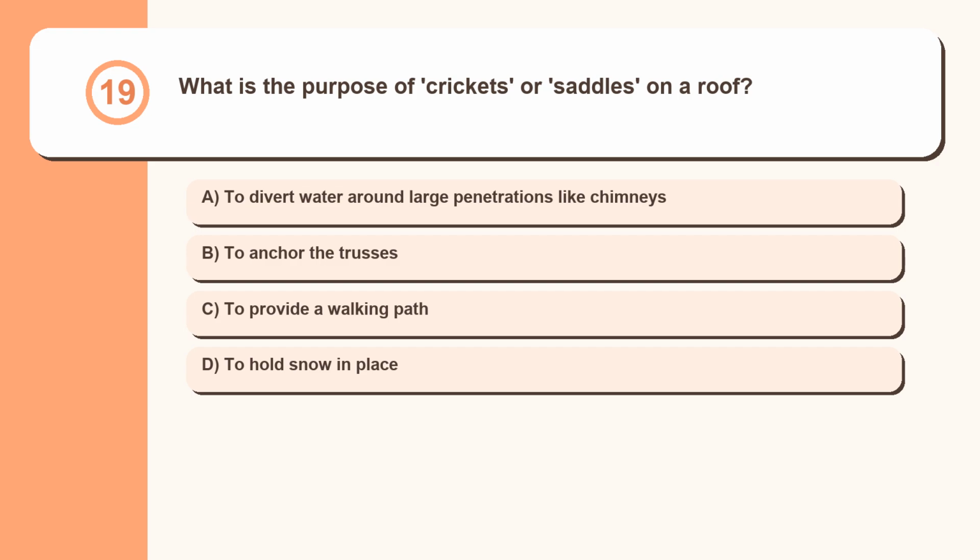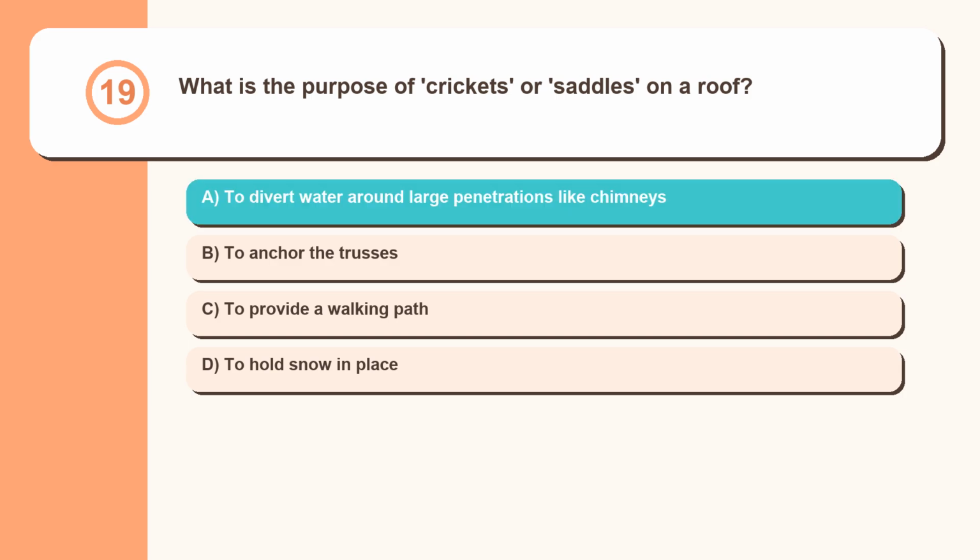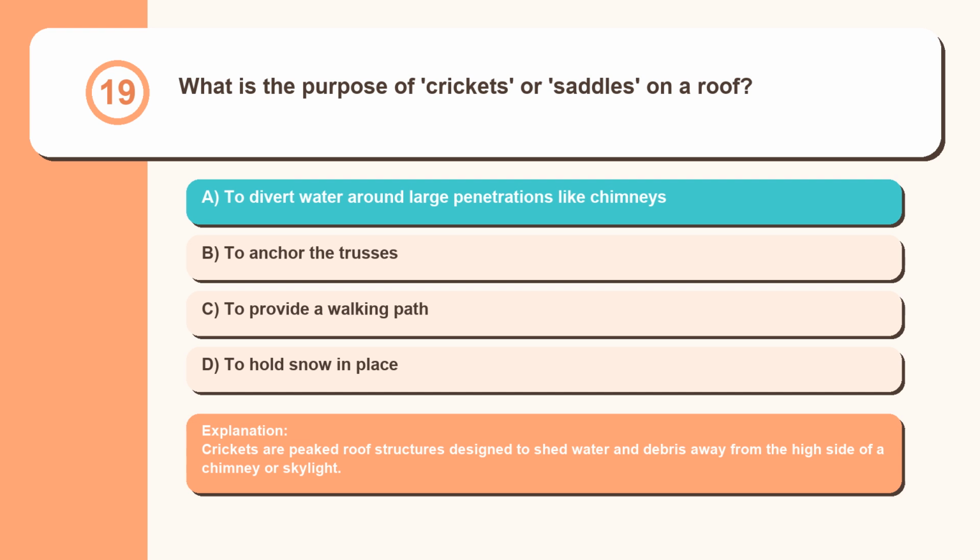Question 19. What is the purpose of crickets or saddles on a roof? To divert water around large penetrations like chimneys, to anchor the trusses, to provide a walking path, to hold snow in place. Crickets are peaked roof structures designed to shed water and debris away from the high side of a chimney or skylight.